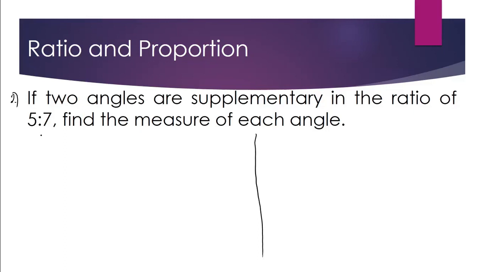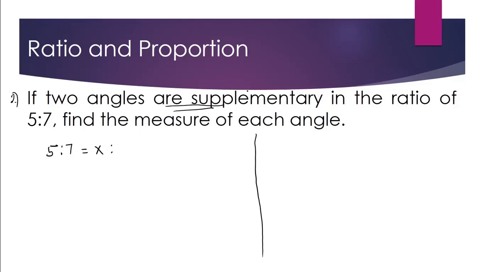The ratio is 5:7. So we have here 5:7. That is the ratio of the angles. Now what are the angles? According to the problem, the two angles are supplementary. So we can express one of the angles as x. That would be angle 1.